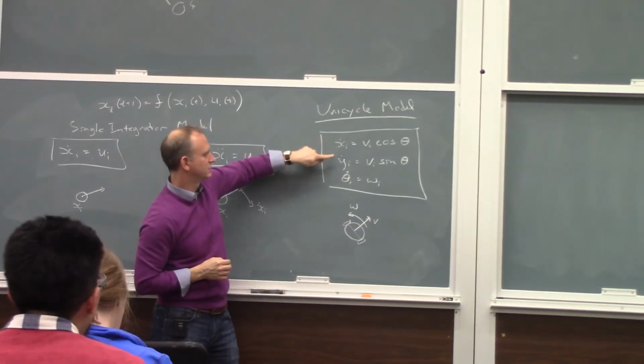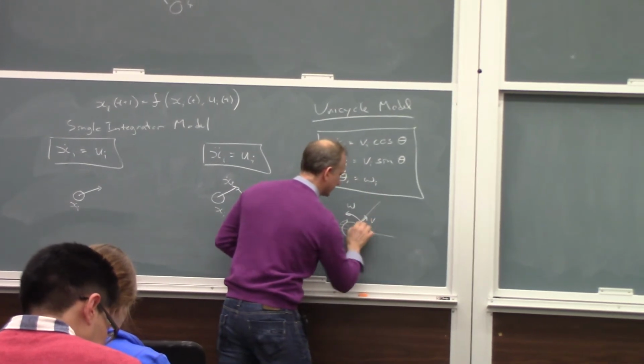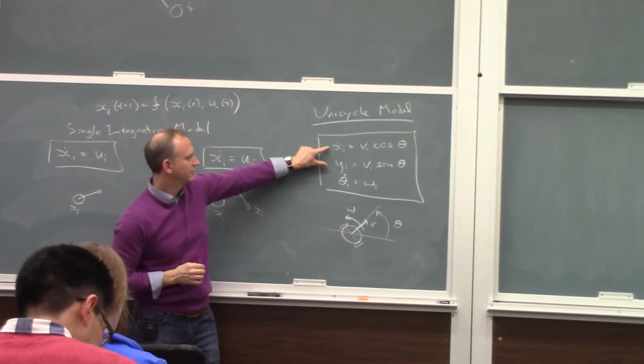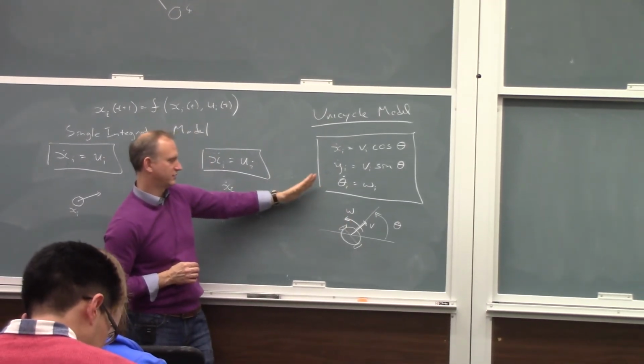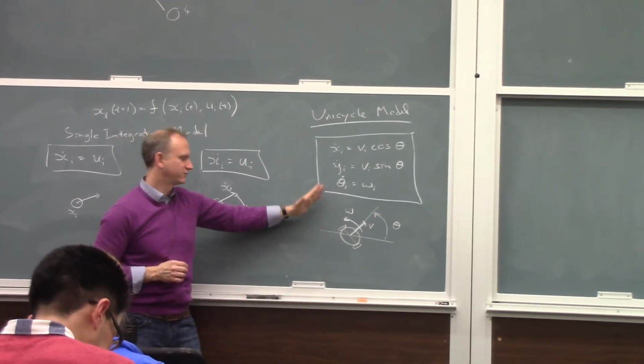And then you can see that the cosine theta and the sine theta, so theta here represents the heading angle, and that this encodes the non-holonomic constraint that the robot cannot move in this direction.